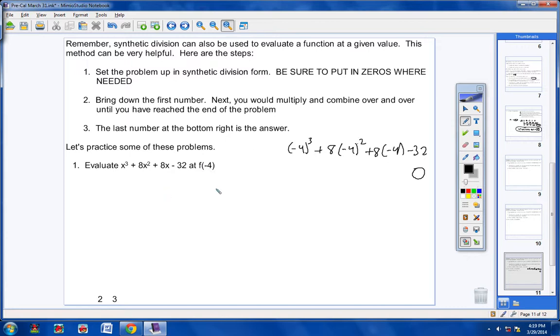So here we go. Here's how you set it up in synthetic division form. You're evaluating this function at negative 4. So I'm going to put a negative 4 right here in my little box, okay? Notice I do not change the sign like long division. I just simply put a negative 4 here.